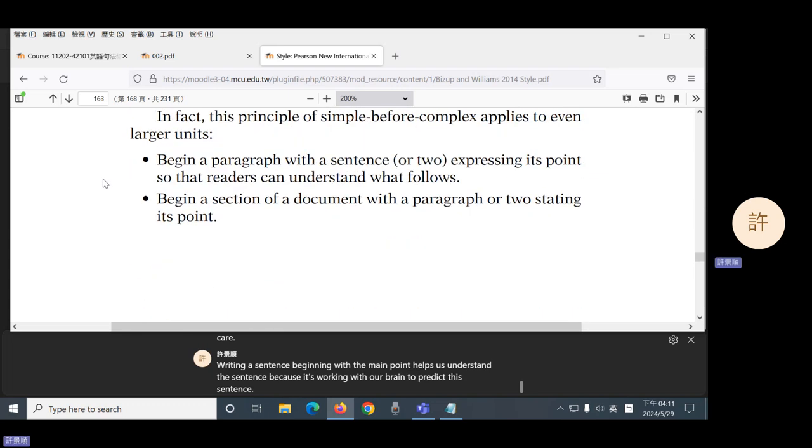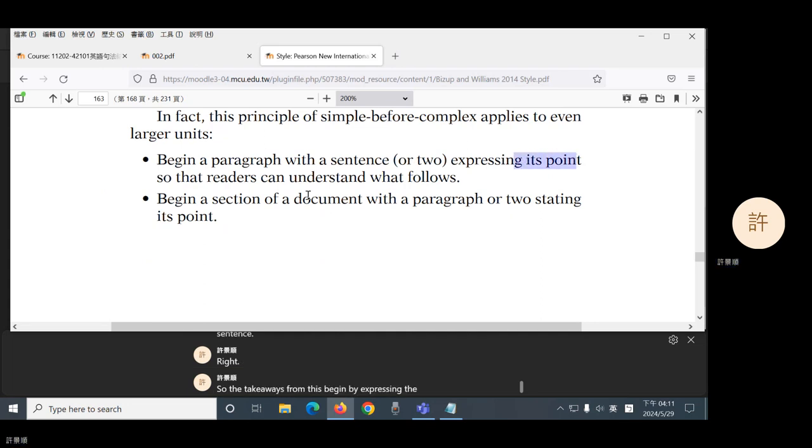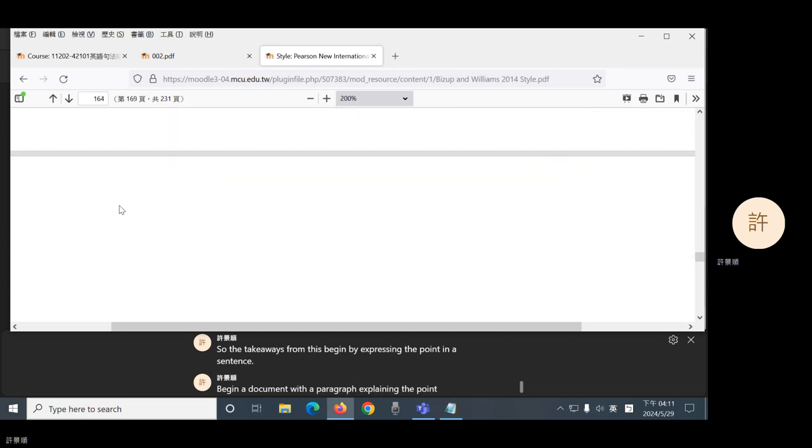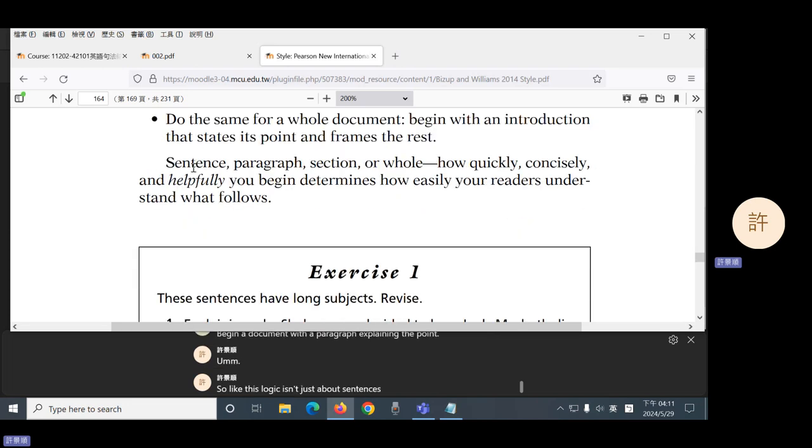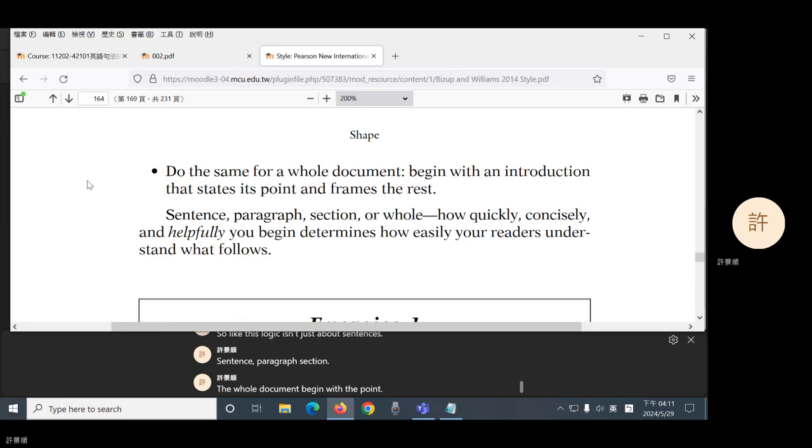Right, so the takeaways from this: begin by expressing the point in a sentence. Begin a document with a paragraph explaining the point. So this logic isn't just about sentences. Sentence, paragraph, section, the whole document. Begin with the point. So far, questions?